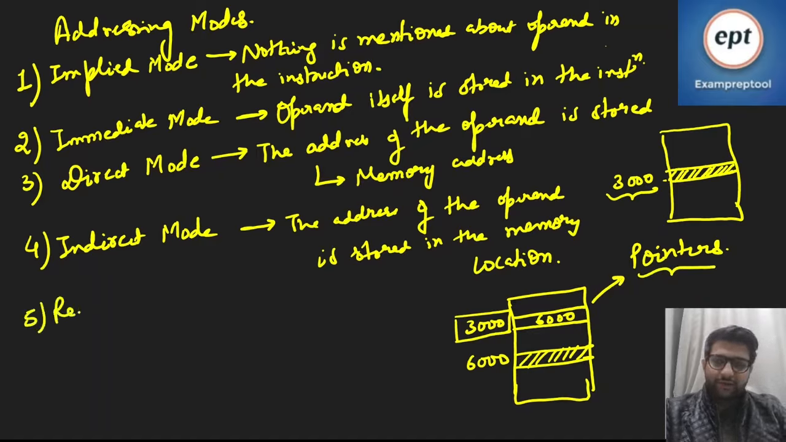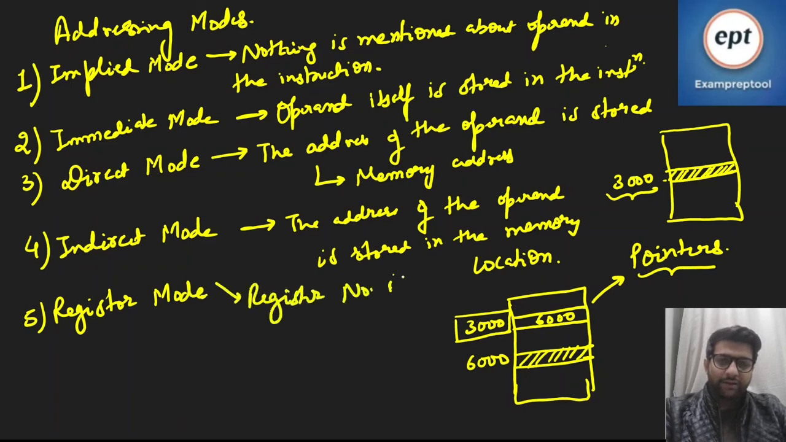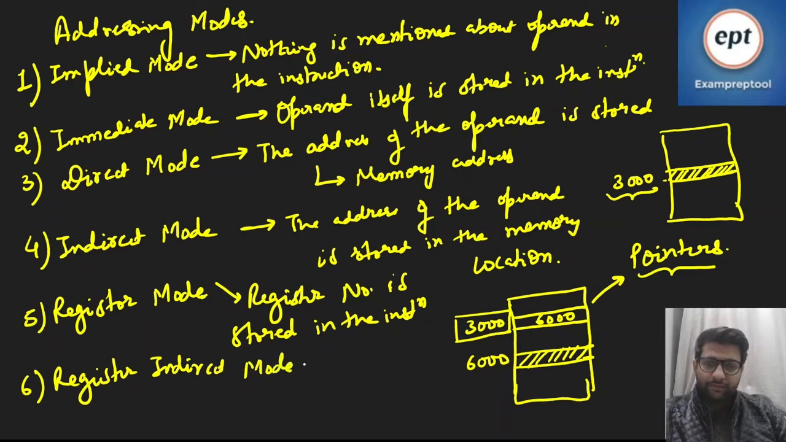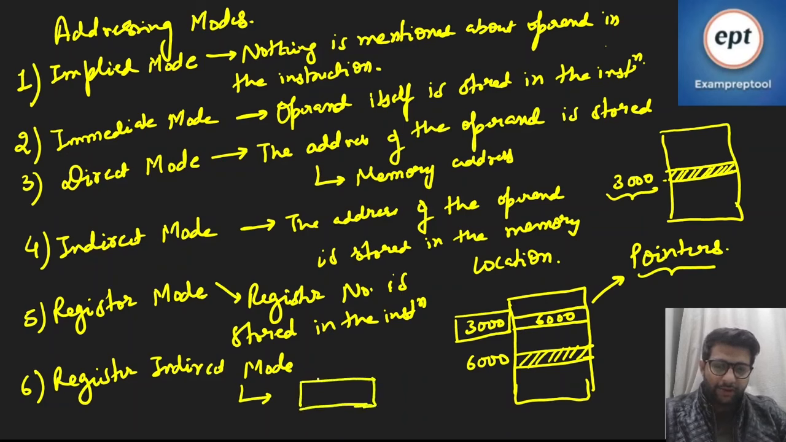So pointers follow a similar concept. The fifth one is the register mode. Here the register number is stored in the instruction, right? The sixth one is the register indirect mode. Again, here the address of the memory location will be stored inside the register. So let's say this is register number 1. If our operand is stored at memory location 3000, then this register will store the value 3000. This is the register indirect mode.